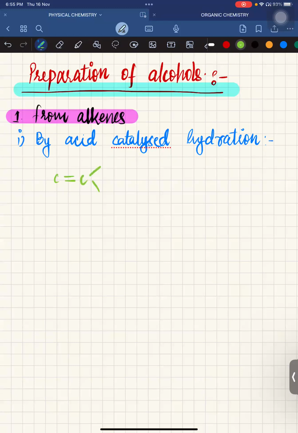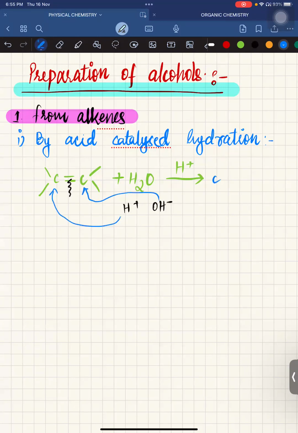This is your C double bond C, in which you are going to add water in the presence of acid, which will be acting as a catalyst. So what will happen? Basically, this bond will be broken. And since it is a symmetrical alkene, not unsymmetrical, you can add anywhere. Water has two parts, H plus and OH minus. So you can either add H plus here or OH minus here. It won't affect. So H is there and then it becomes OH here. It will be like this.